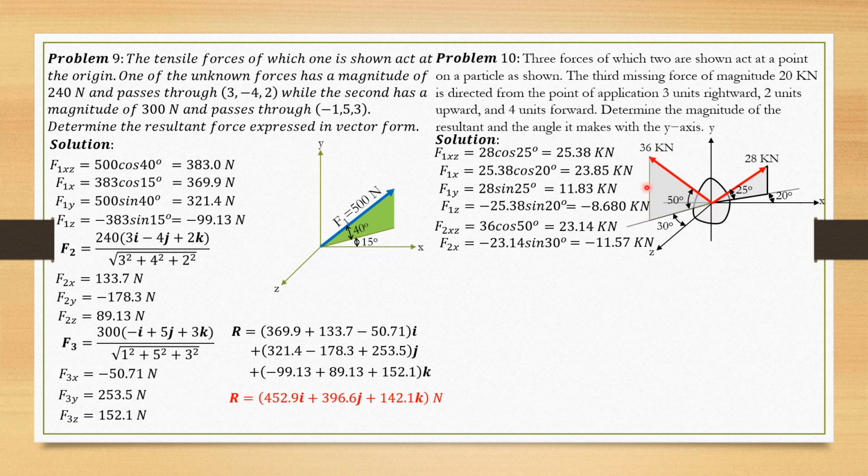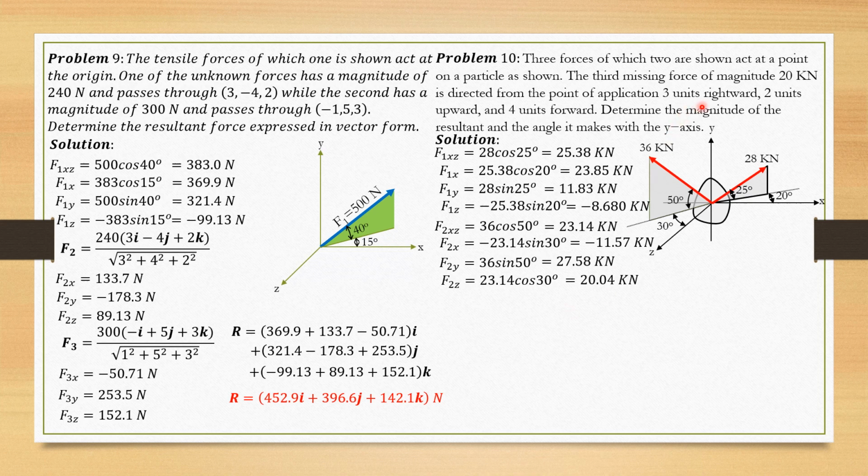F2y is this component here, opposite to 50, so it is 36 sine of 50 positive, 36 sine of 50 degrees, so it is positive 27.58 kilonewtons. Then F2z is going forward, so it's positive. It is F2xz times adjacent of 30, so cosine of 30. So it is equal to positive 23.14 cosine of 30. So it is 20.04 kilonewtons.